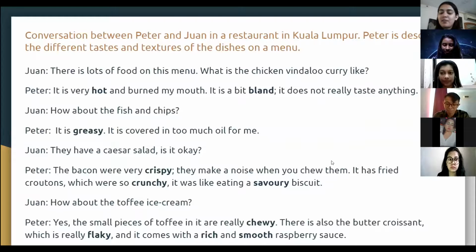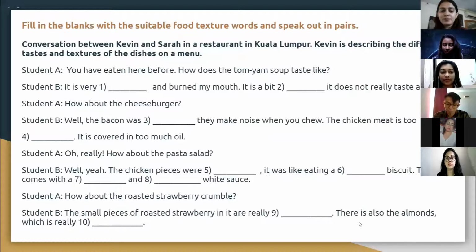Okay. My name is teacher Jaspreet, and I will continue from the conversation as well. As we know, teacher Sham and teacher Winnie have already described all the textures and told you the meaning of the words that describe the food. So today, the activity I have for you is to fill in the blanks with the suitable food texture words, and speak out in pairs.